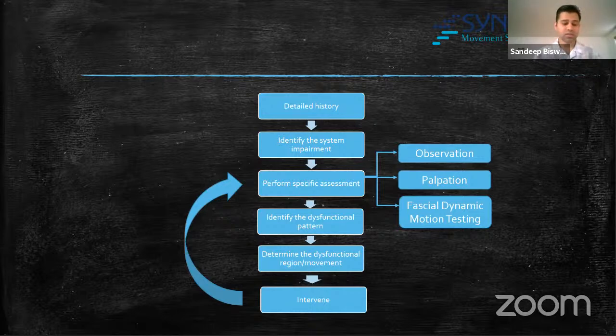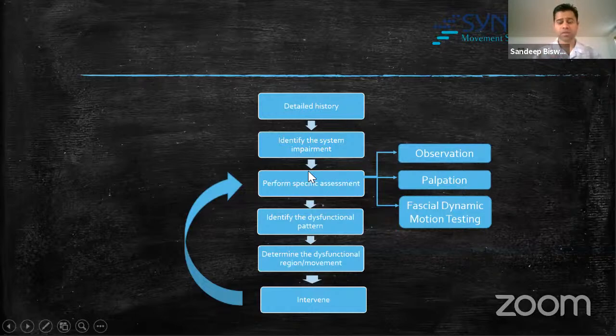Once you know it's within your scope of practice, you perform a specific assessment. So you observe, you palpate, and you do our fascia dynamic motion testing, okay? And then you identify the dysfunctional pattern, okay?